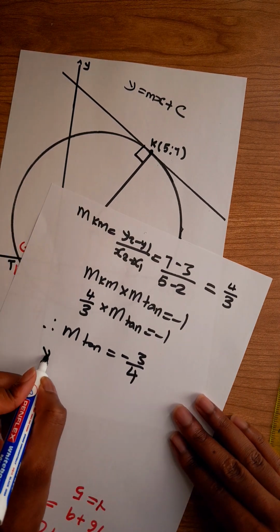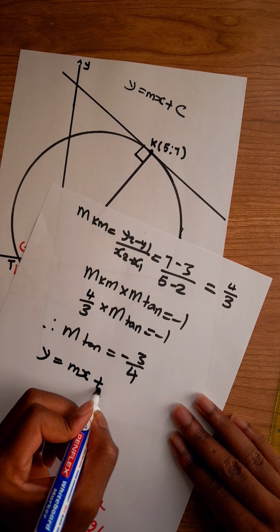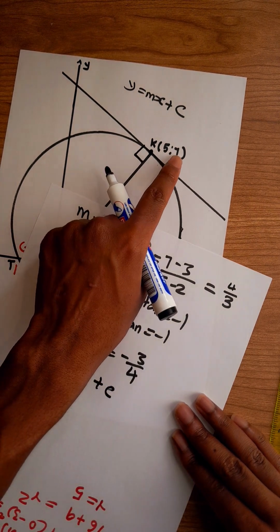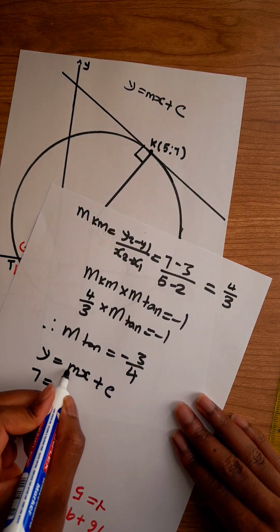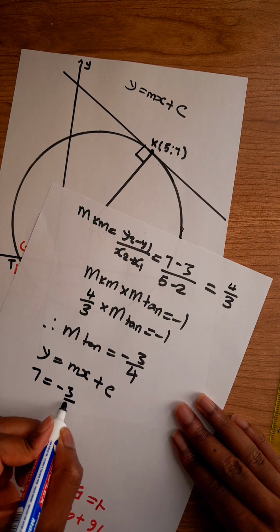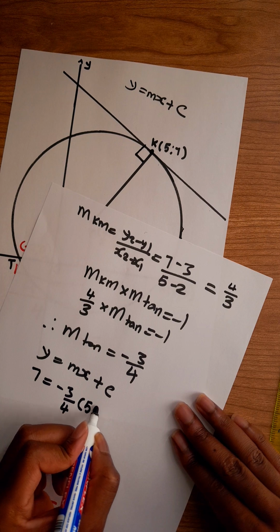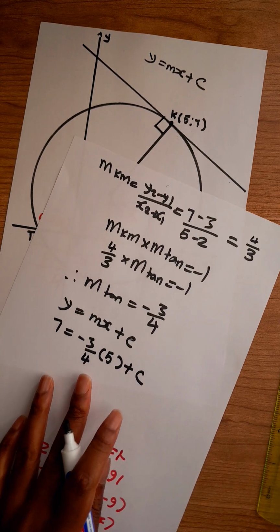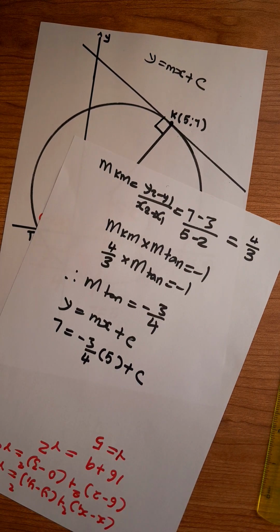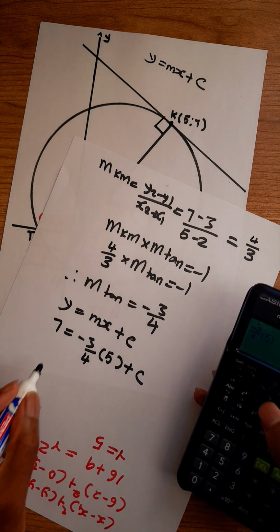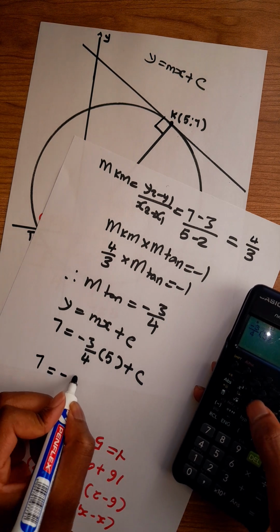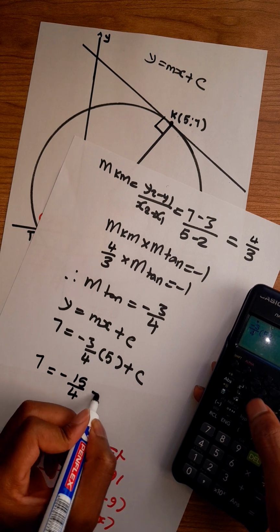So it means that y equals mx plus c. What is the value of y? It's going to be 7. What is the value of the gradient? It is going to be -3 divided by 4. What is the value of x? It is going to be 5. We want to find the value of c. So I'm going to say, okay, -3 divided by 4 times 5. What am I going to get? I'm going to get 7 equals -15 divided by 4 plus c.